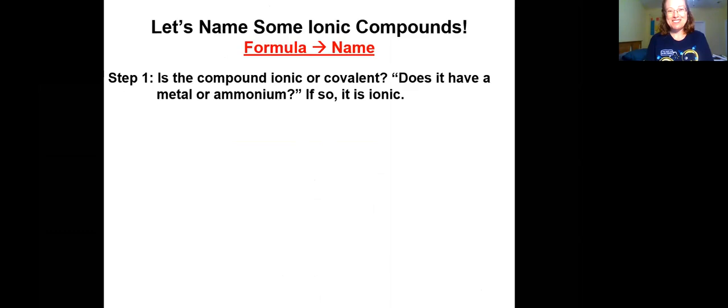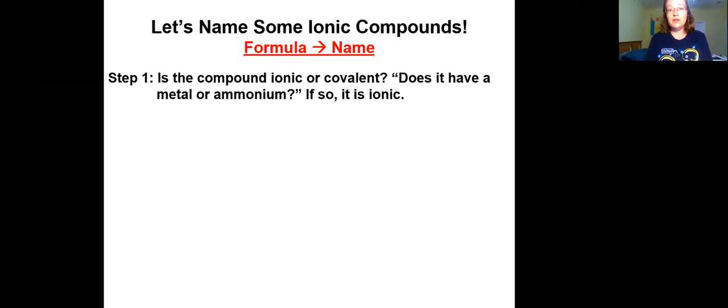Let's name some ionic compounds. To go from the formula to the name, you must ask first, is the compound ionic or covalent? Because we're only looking at ionic compounds in chapter 3, you're going to see covalent compounds in chapter 4, and you're going to learn how to name them. And then on the test, you're going to have to name a mixture of ionic compounds and covalent compounds. You've got to be able to look at them and say, is it ionic? Then I'm going to name it this way. Is it covalent? I'm going to name it this way. They have different ways of naming depending on whether they're ionic or covalent.